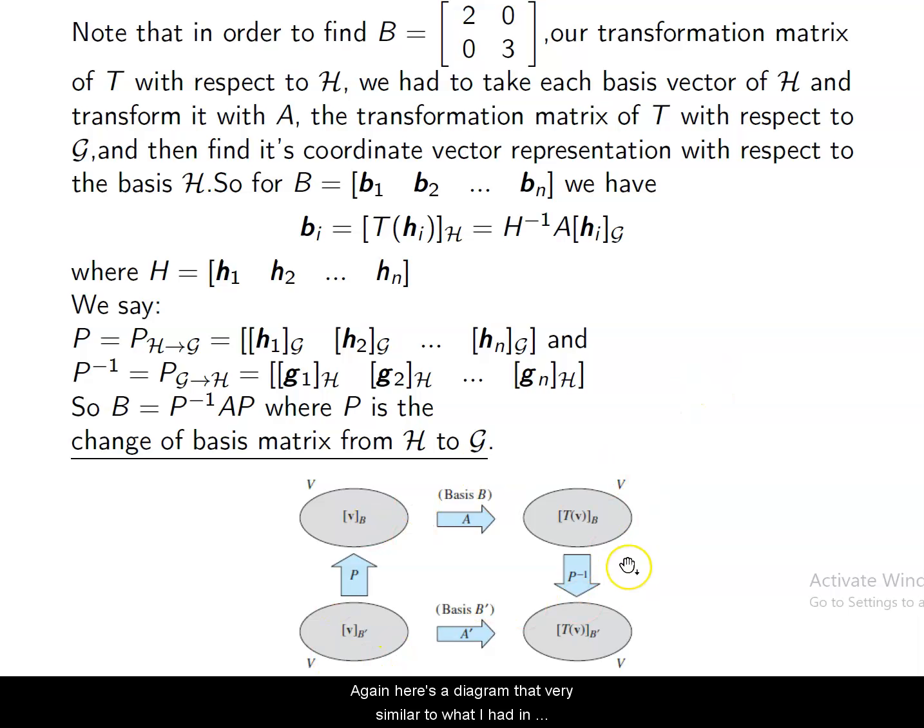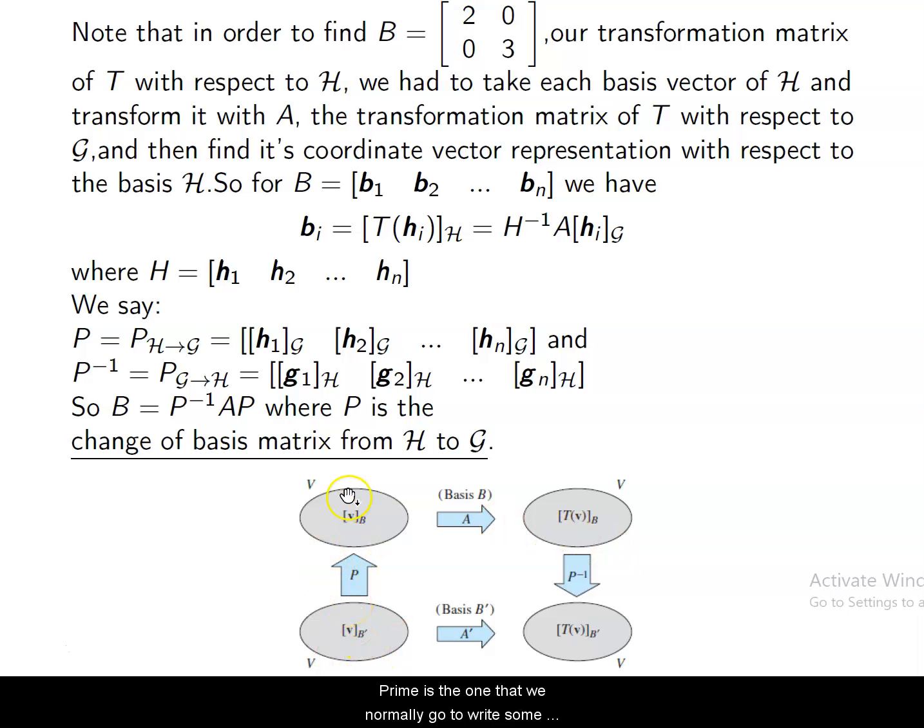Okay. So again, here's that diagram that's very similar to what I had in the last video, but slightly different. So here, instead of going from the top down, we're doing the opposite. Here, I need to take my vector, and I need to represent it in whatever basis I am. I can change it into the new basis that I'm going to by the transformation matrix P. Okay, so here from H to G, so B prime would be the H, the B is the G. B is always the one that we're starting in. B prime is the one that we normally go to.